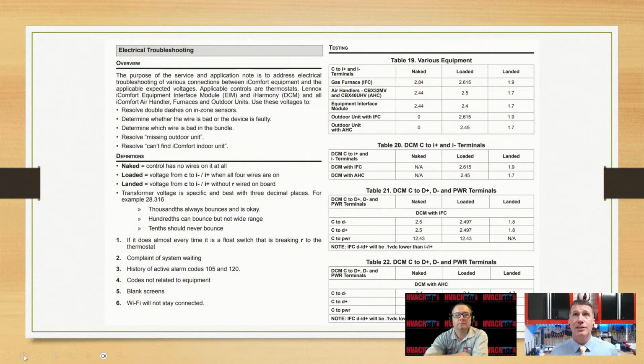If we were on a gas furnace, we can go from common to positive and common to negative. We're going to see around 2.8 volts DC if it's naked, 2.6 loaded, 1.9 landed. So they're very specific on what the voltage should look like. Nothing about bias on these; most of our manufacturers don't talk about bias, but that bias would tell me if my bandwidth is good. What we're doing with this service manual is simply saying these are the voltages we should see at our plus and minus terminals in reference to ground. If it is within plus or minus 10%, you should be good.